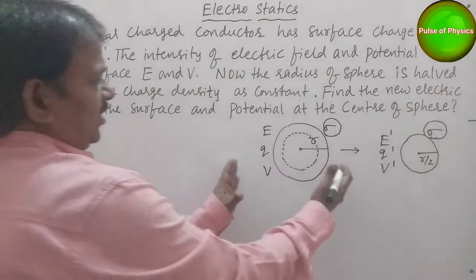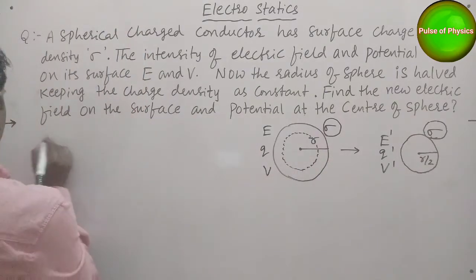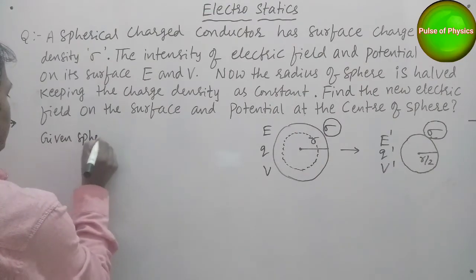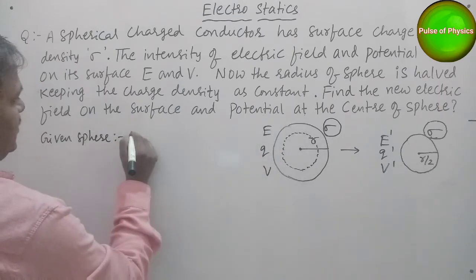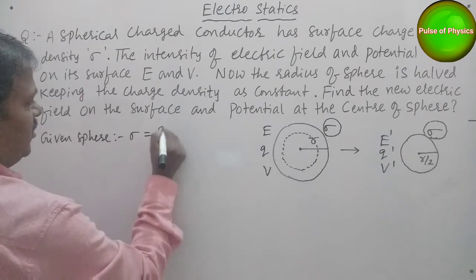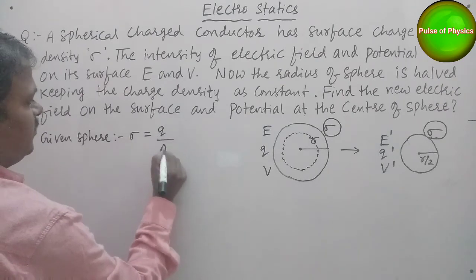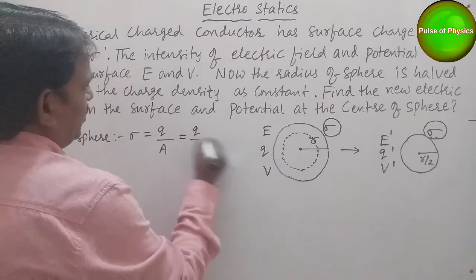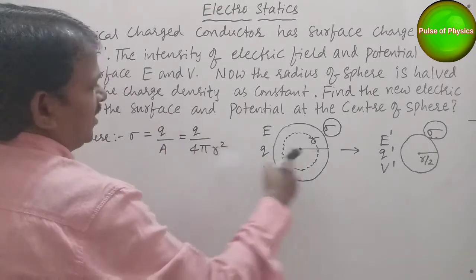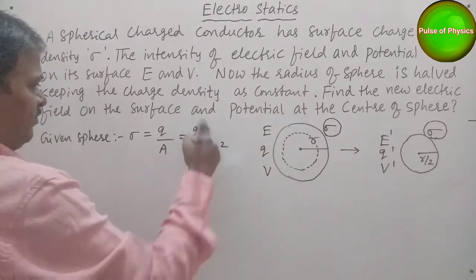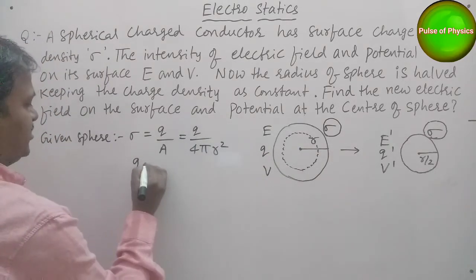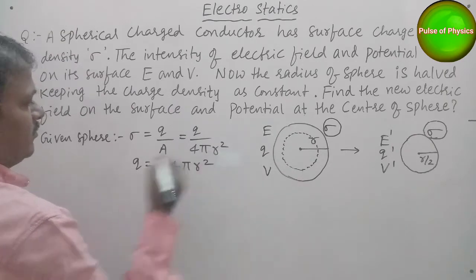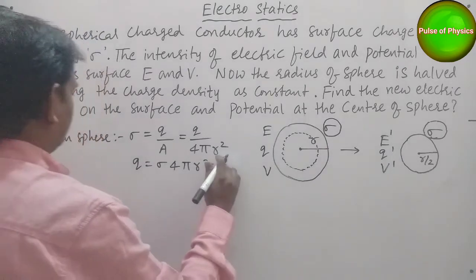Now come to the larger sphere. So, the given sphere: surface charge density sigma is equal to charge by surface area of the sphere, that is Q by 4 pi r square, with radius r. From this I am writing Q is equal to sigma 4 pi r square. Okay, this is equation 1.